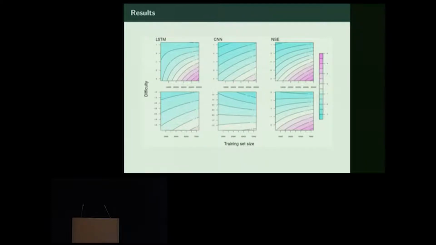This slide shows a contour plot of the results. The top row is the results for the NLI task, and the bottom row is the results for the sentiment analysis task. The x-axes are the training set sizes, the y-axes are the item difficulties, and the contours represent the odds that the model will label an item correctly. We'll zoom in on a few of the plots for a few more details.